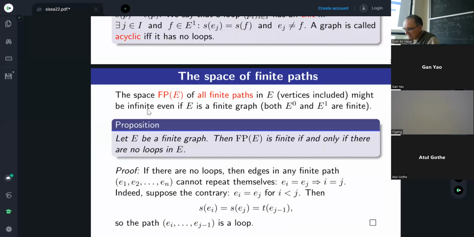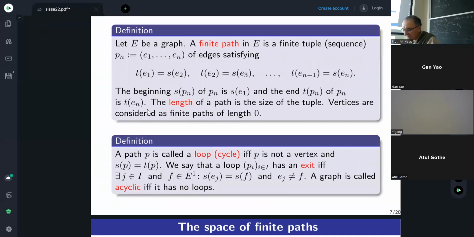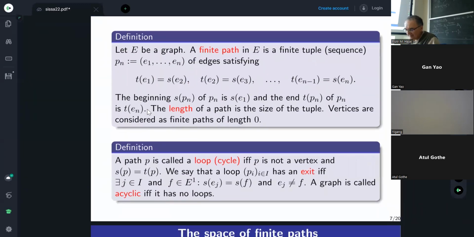Target of this exit loop. Forget the target. It's enough to say that SEJ is equal to SF, and instead of writing that DJ is not equal to F, it suffices to write that F does not belong to the set of edges constituting the loop. No, I disagree, because you still can consider the loop, the tree before, the tree below, and then with this definition, still F is an exit.